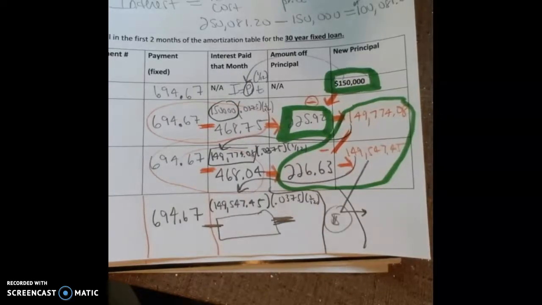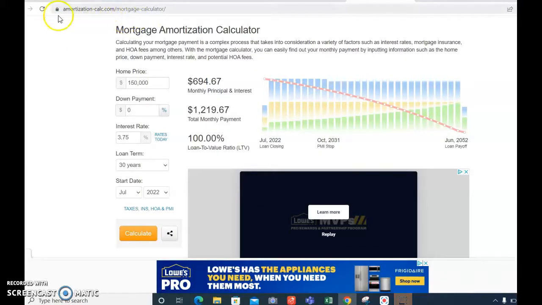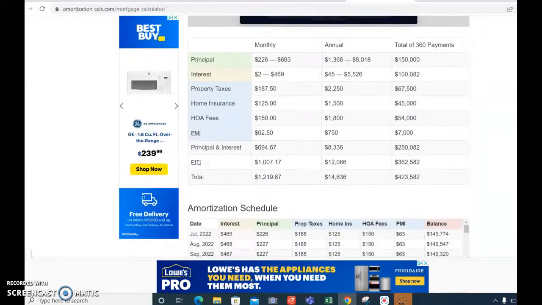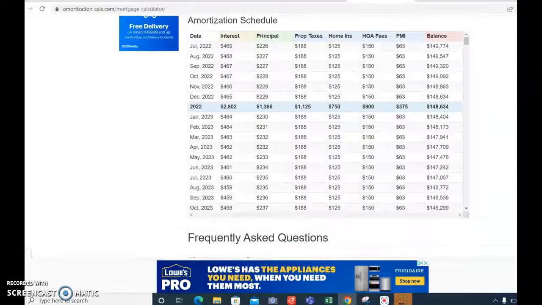All right, I'm going to pause and see if I can find Zillow or somewhere with an amortization schedule. Okay, I went to this website up here, amortization-calc.com/mortgage-calculator. And again, I did kind of what I did on the Zillow one. Notice that this one actually rounds to the nearest penny, so I can check my mortgage payment accurately. And again, 150 down, no down payment, and so forth. And then if you scroll down, it gives you the amortization table right down here.